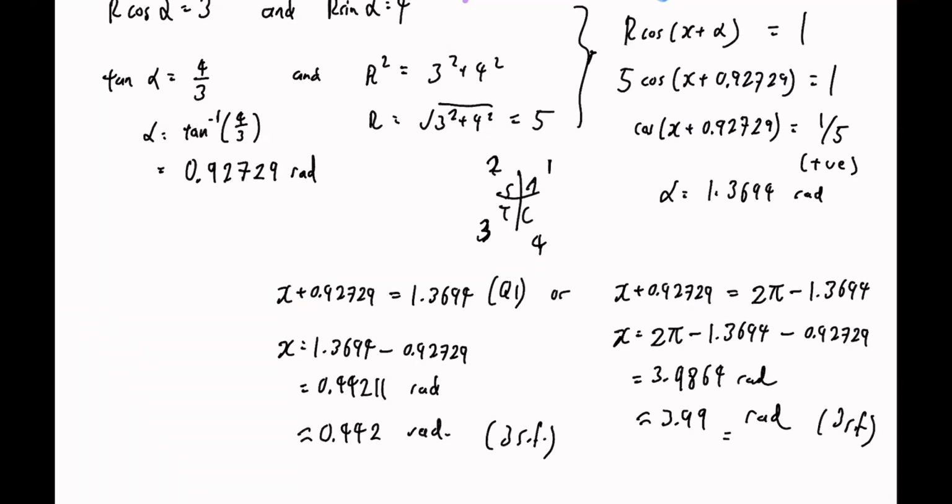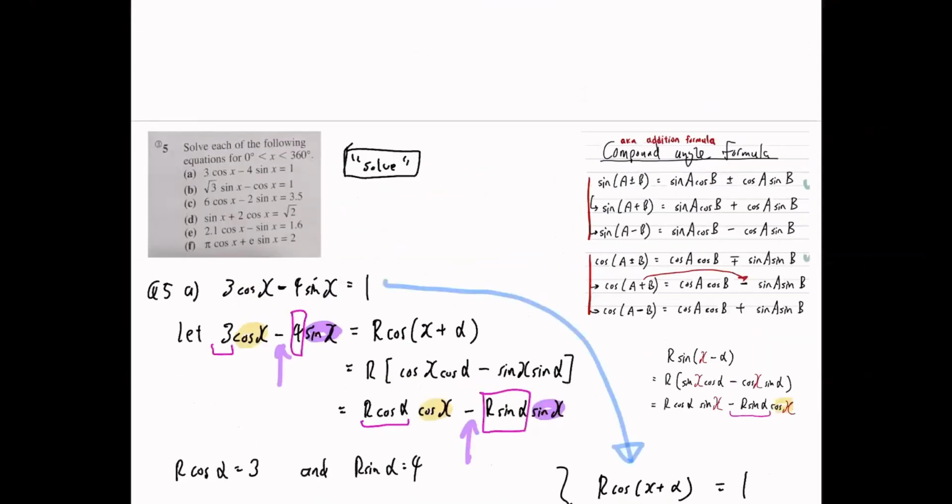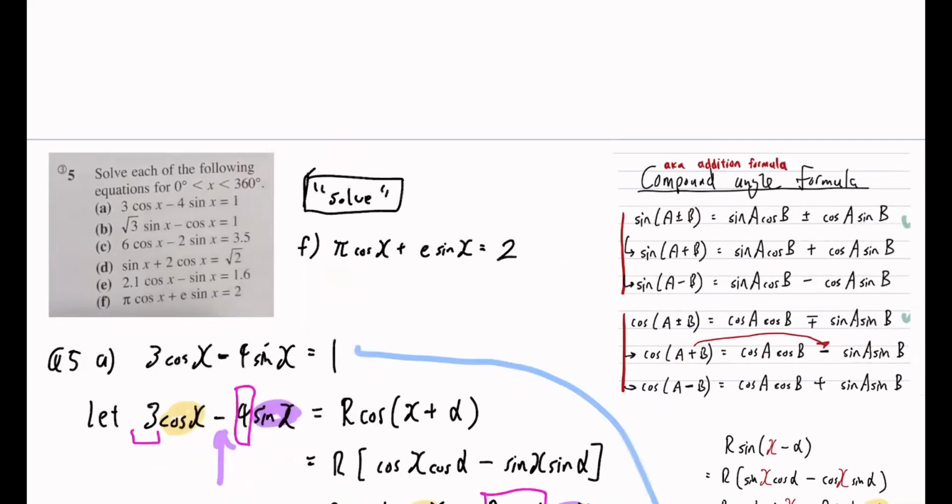Good. Okay, let's try another interesting one. Let's say we do part F: pi times cosine x plus e sine x equals 2. How come got pi? How come got e? Don't worry, pi is just a number, 3.14159. E is also just a number, 2.71828. Just a number, right? Then which choice? Plus and plus.